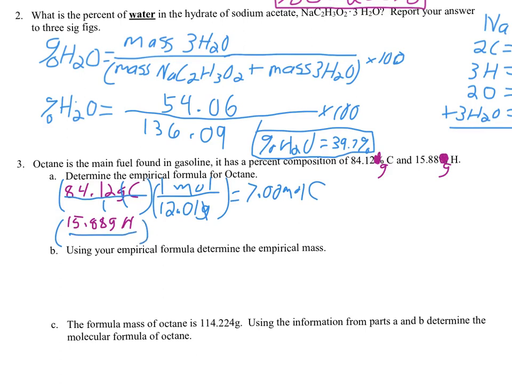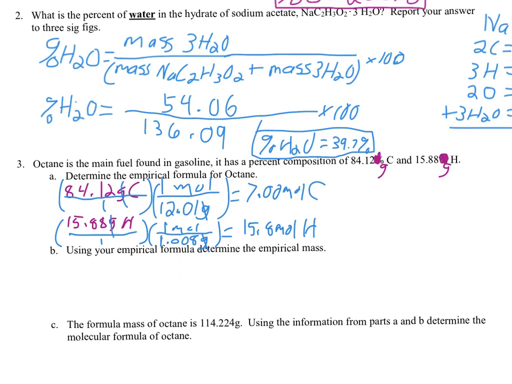I now need to do the same thing with my hydrogens. I convert my 15.88 grams of hydrogen into moles. 1 mole of hydrogen is 1.008 grams, because I'm just using the atomic mass of hydrogen. 15.88 divided by 1.008 is, let's say, 15.8 moles of hydrogen. But I'm not done.